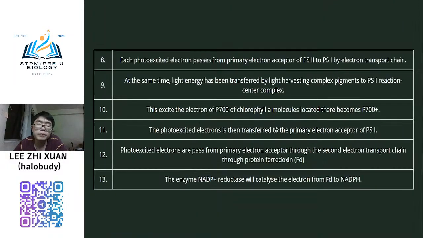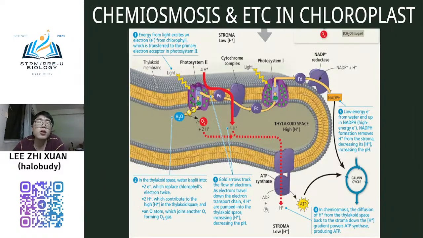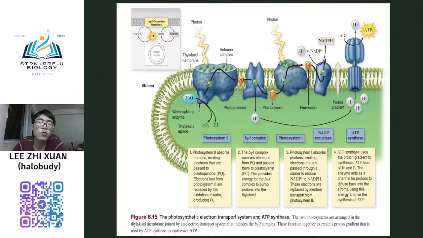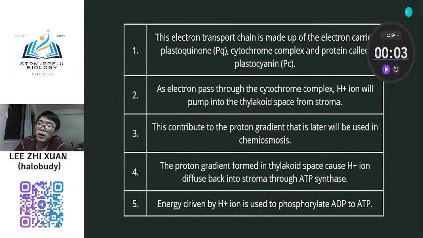Okay, now we go to the chemiosmosis and electron transport chain in the chloroplast. This is in the chloroplast, not in aerobic respiration, not in the mitochondria. So actually the chloroplast also involves an ETC.